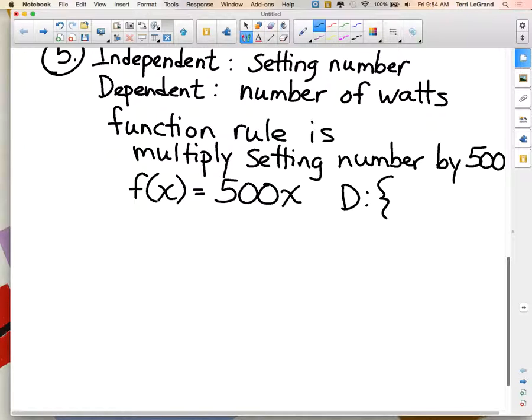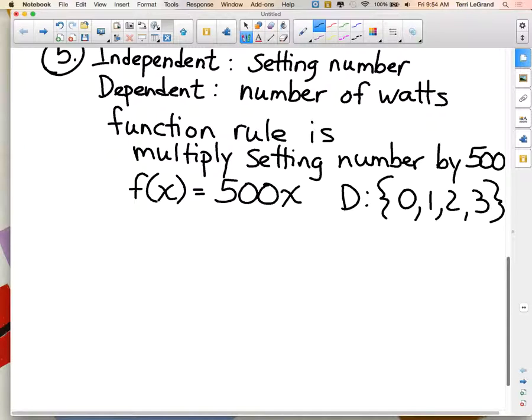So is this heater always on? Oh, we need to start with 0, don't we? Because can the heater be off? Yes. Yeah, so 0 would be off. And then we could set it at 1, we could set it at 2, or we could set it at 3, and no higher than 3. Is that how high it goes? Okay, so there's our reasonable domain.